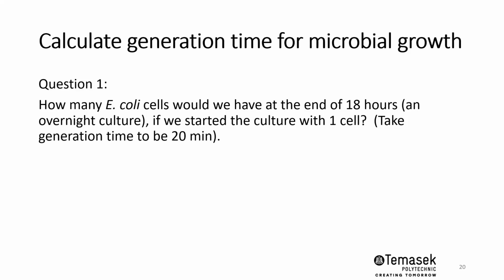So let's take a look at this example. How many E. coli cells will we have at the end of 18 hours, an overnight culture, if we start the culture with one cell? Let's assume the generation time for this bacteria is around 20 minutes. So have a go at this.